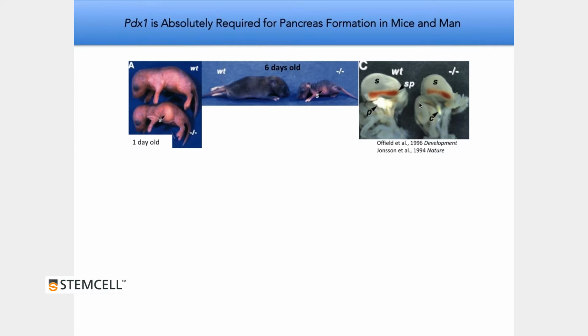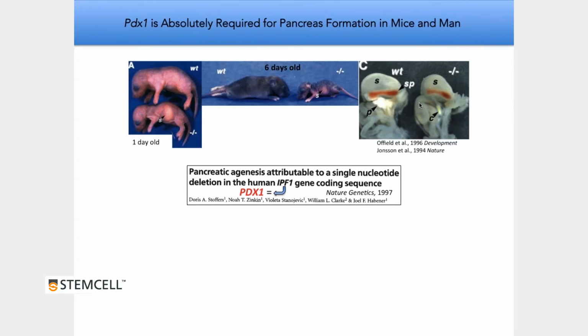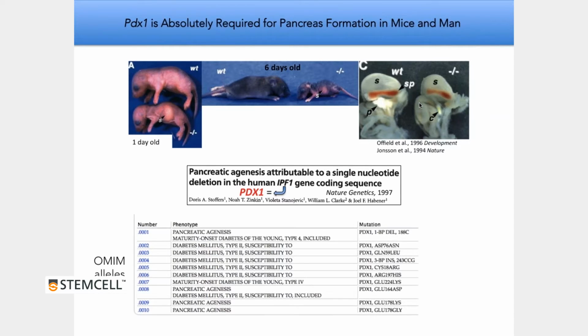And in 1997, the first inactivating mutation of PDX1 was identified in humans, and in this case, a child was born also lacking a pancreas based on sonogram at birth, and she required both the provision of insulin and exocrine hormones in order to survive beyond the postnatal period.